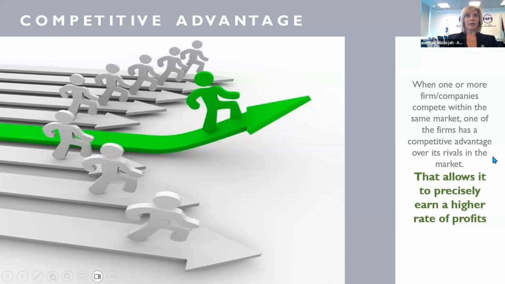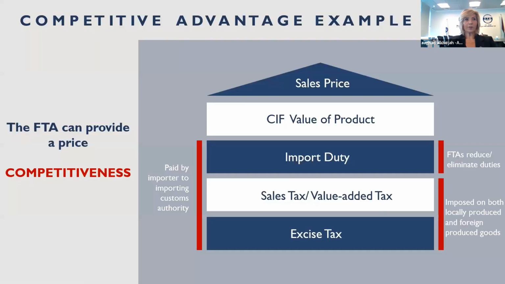And now we have the slide of the competitive advantage, which shows why the FTA is important in competitiveness. So this slide, basically, it looks like a house or a hut. We have the excise tax right at the bottom. And then we have the sales tax, or the VAT, which is the value-added tax. And then we have the import duty.